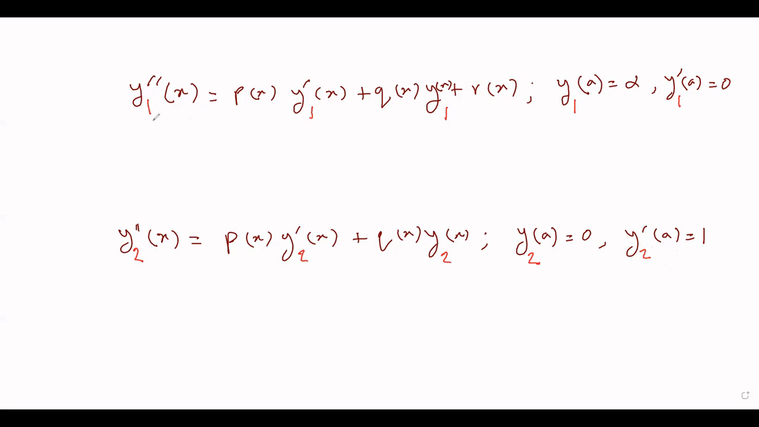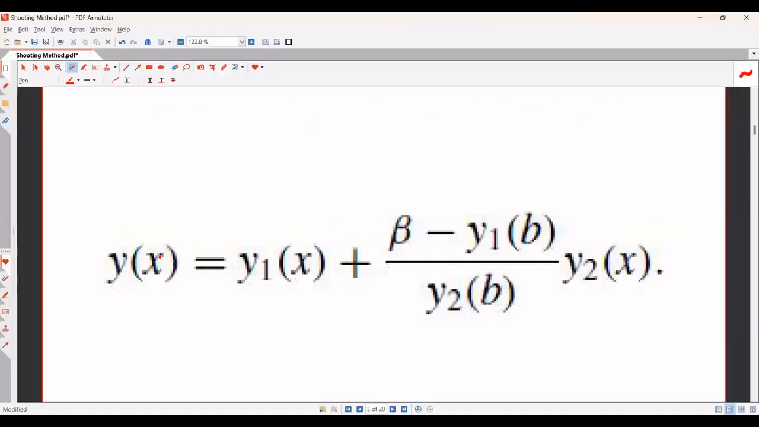Now, let me get back to the PDF momentarily. You can see the formula given at the end is y of x equals y1 of x plus beta minus y1 of b by y2 of b into y2 of x, kind of a linear combination of y1 and y2, right?